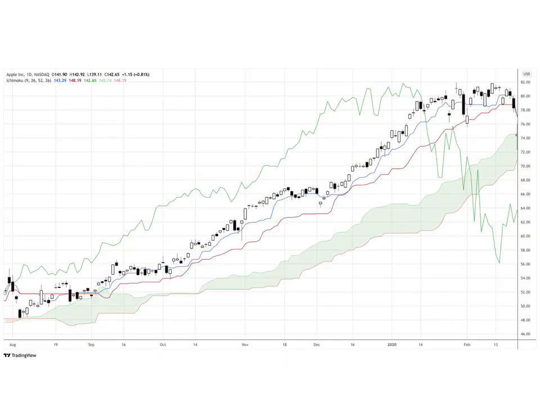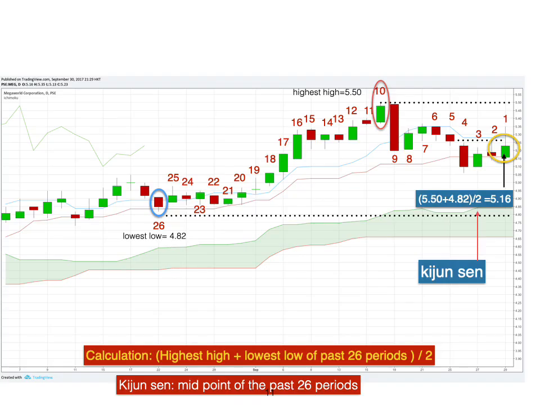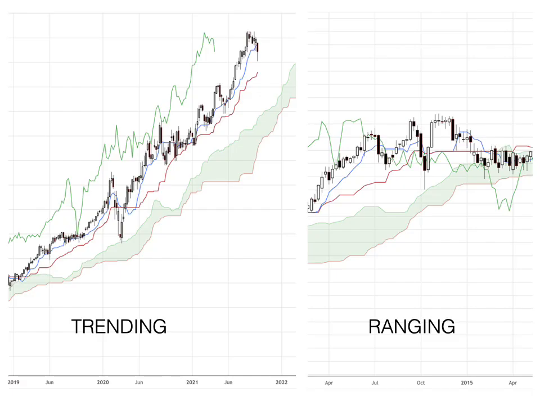The second element is the Kijun-sen, which is also known as the standard line or the baseline. It is computed as the midpoint of the past 26 periods. Just like the Tenkan-sen, the Kijun-sen can be used to measure momentum. However, because it considers a longer time period, it's a more reliable indicator of trend rather than momentum. If the Kijun-sen line is flat, it indicates a range-bound price, while if the Kijun-sen is inclined, it indicates a trend. The angle of the line shows the momentum of the trend.